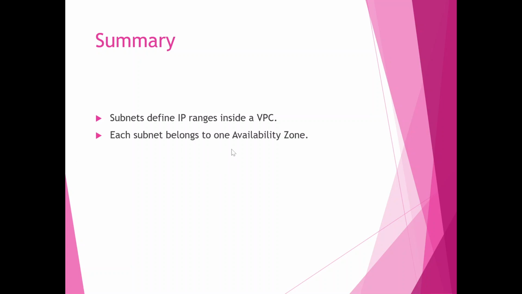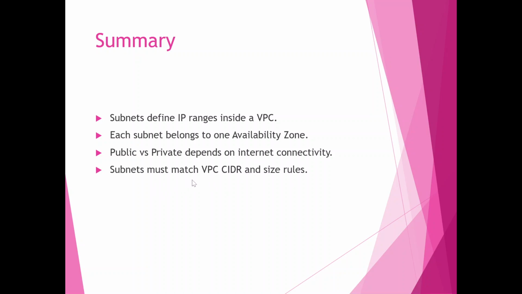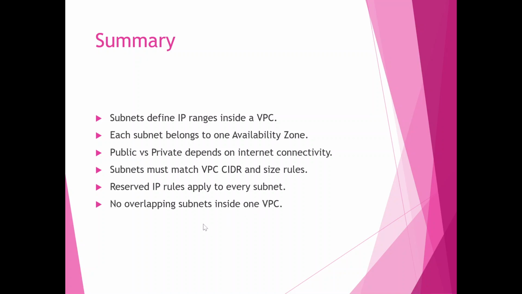Last, we'll see the summary of what we have learned so far. Subnets are IP groups inside a VPC. Each subnet belongs to one availability zone. Public versus private depends on internet connectivity. Subnets must match the VPC CIDR and size rules. Reserved IP rules apply to every subnet. No overlapping subnets inside one VPC. Subnets support IPv6 and auto-assign public IP.